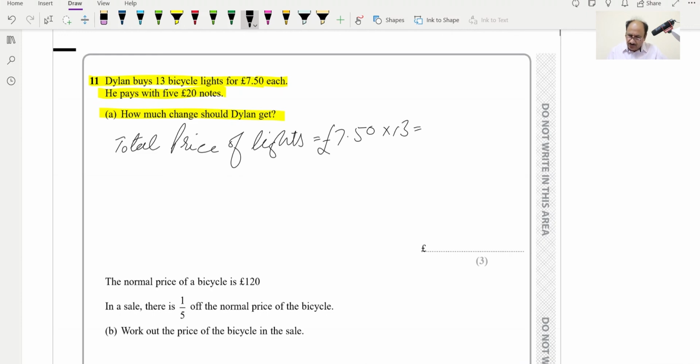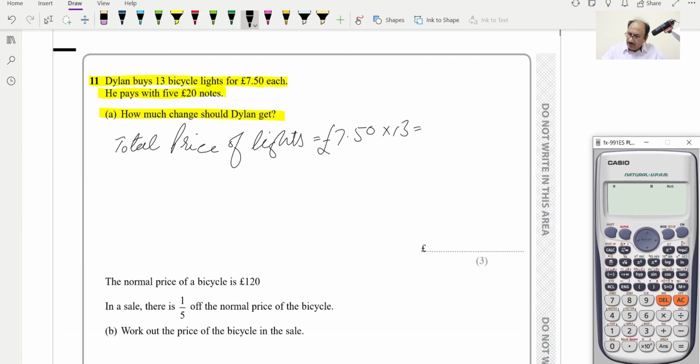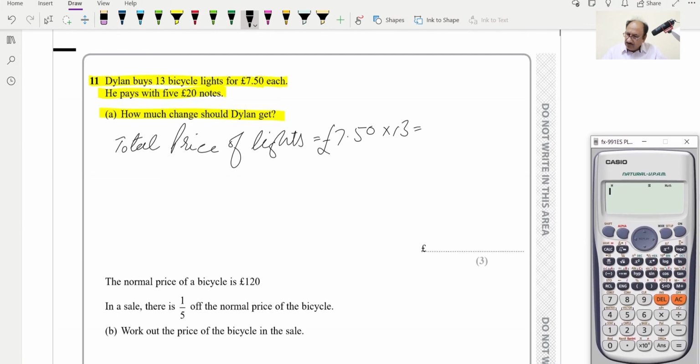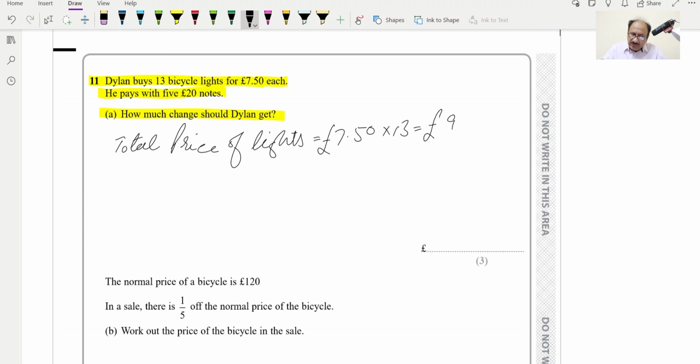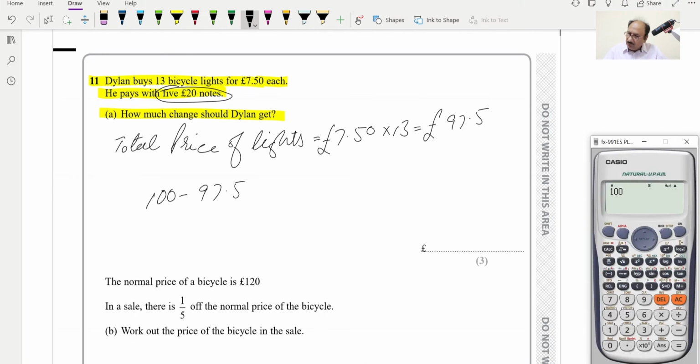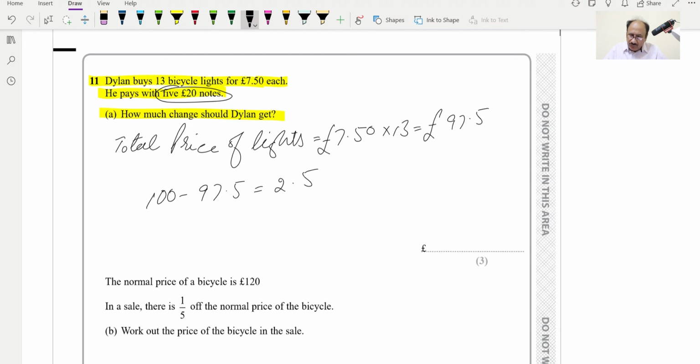So we can take it as 7.50 multiplied by 13 is equal to 97.5 pounds. 97.5 pounds, and he has provided 5 20 pound notes. So 100 minus 97.5. So 100 minus the answer will be equal to 2.5. So this is equal to 2.5. So 2.5 pounds will be the answer for this one.